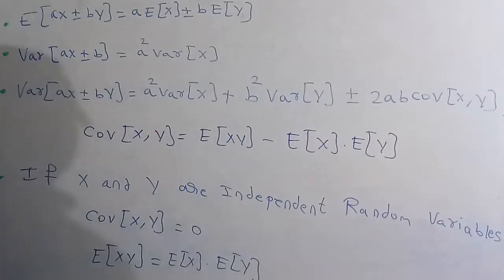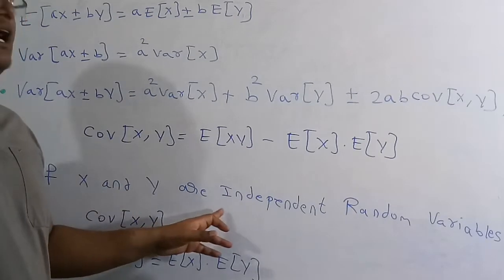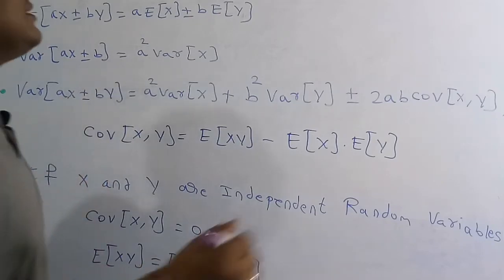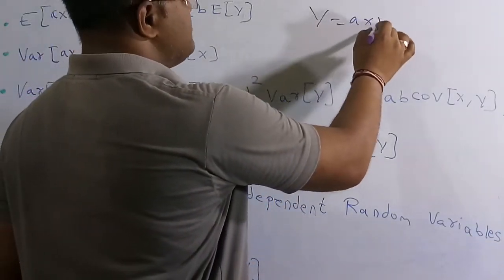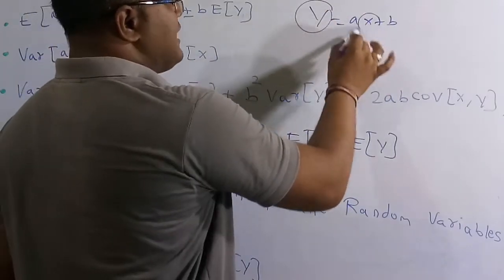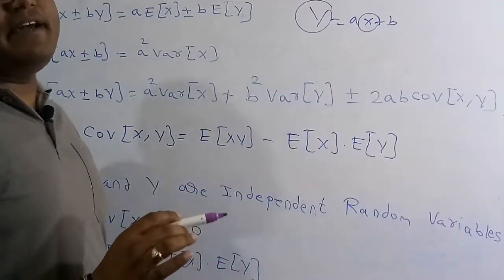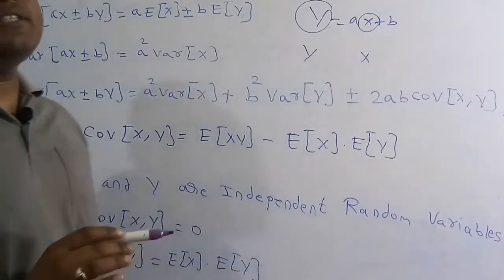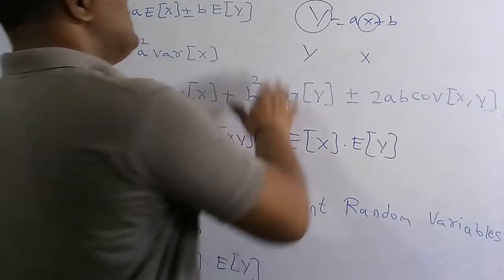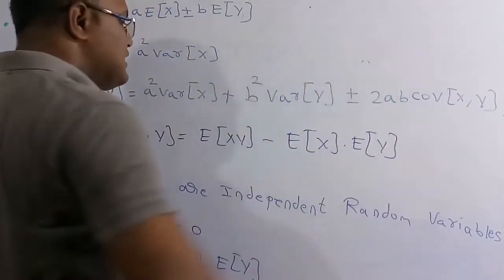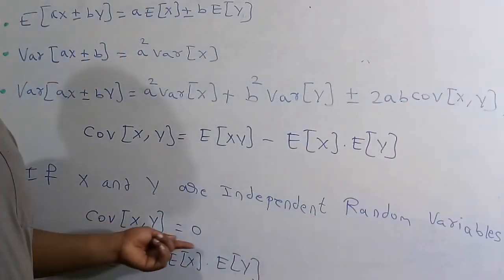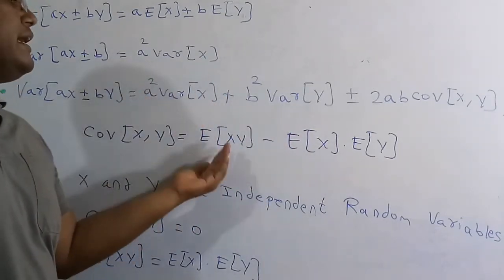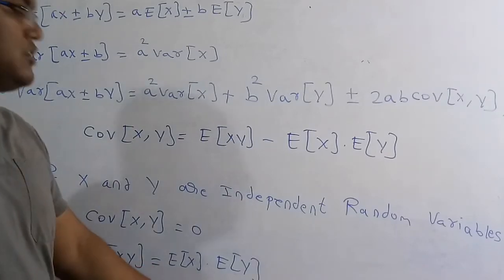So these are some of the important formulas. Suppose x and y are independent random variables. Independent means there is no relation between y and x. Suppose y is equal to some ax plus b, then y is depending on the random variable x, so we can say x and y are dependent random variables. Suppose there is no relation between x and y, then x and y are said to be independent random variables. If they are independent, then the covariance of x comma y is equal to 0. If you substitute in this equation and take this part to the LHS, we get expectation of x into y is equal to expectation of x into expectation of y.